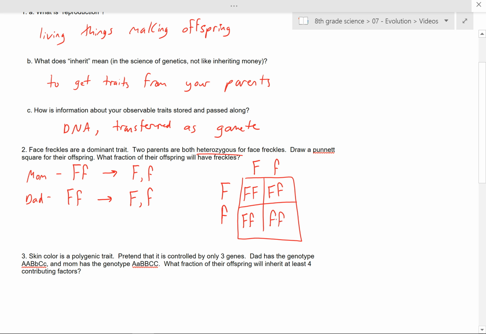Since face freckles are a dominant trait, we just have to have one capital F for our offspring to show face freckles. So we have 2 of them here. That'll be fine. One here, one here. There's none in this one. So 3 out of those 4 potential offspring would have face freckles.